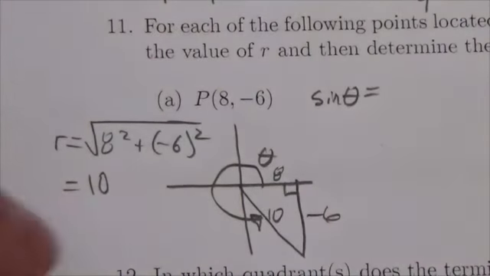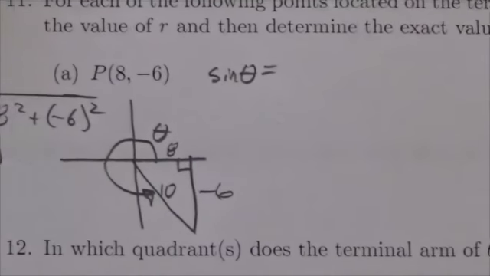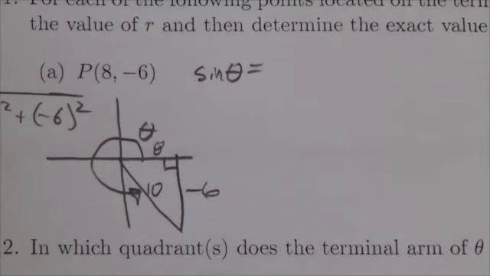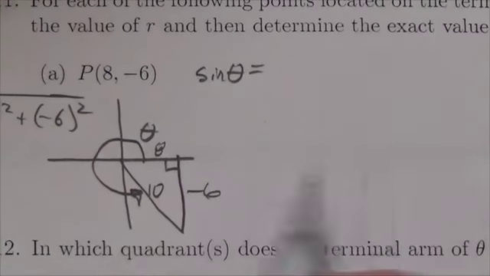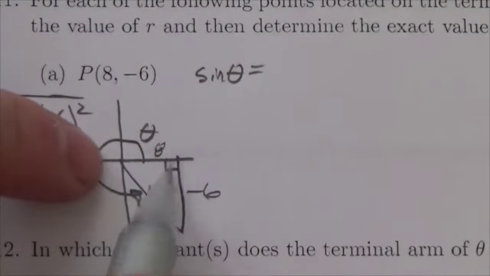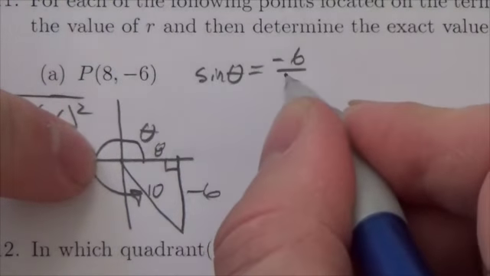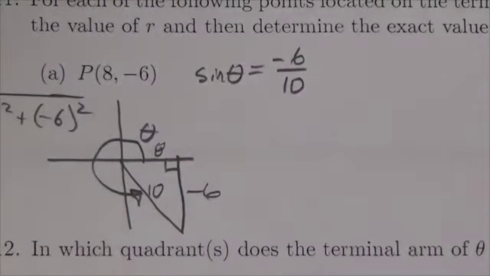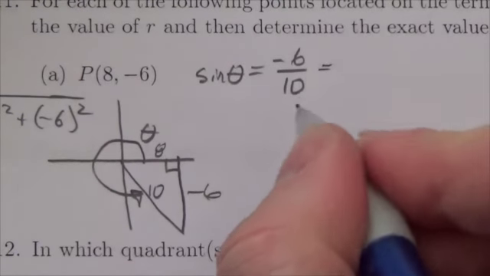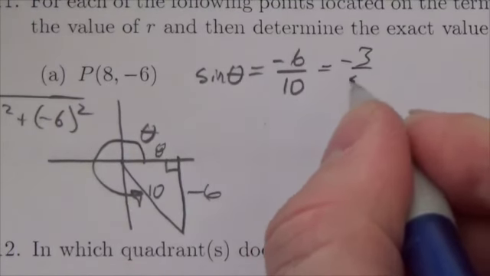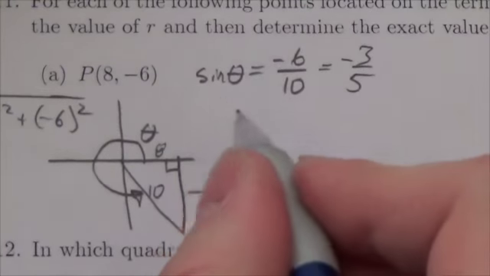Which means that our primary trig ratios here, the sine of theta is going to be, well, in this case we need to pay very close attention to signs, because signs are linked to the quadrants that these things are in. Sine is the opposite, or the y-coordinate, over the r. So that will be -6 over r. I will keep that negative in there. And then I would simplify that because there's a common factor of 2, so -3/5.